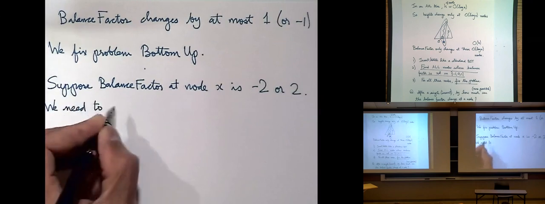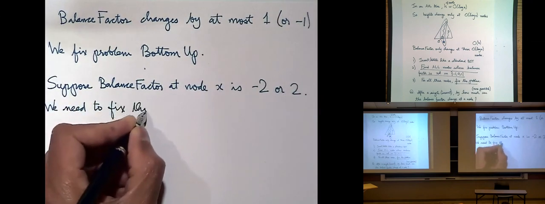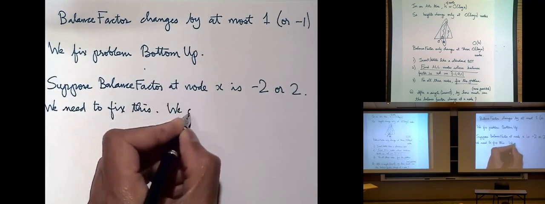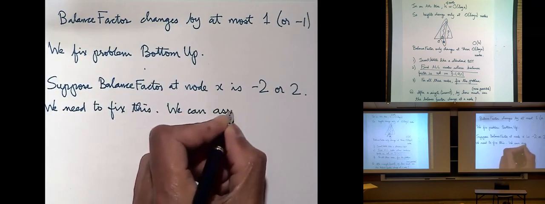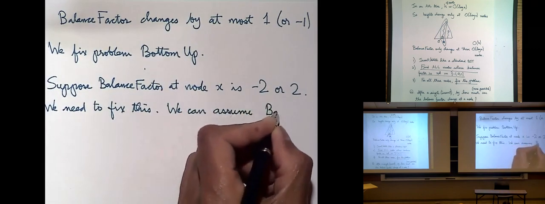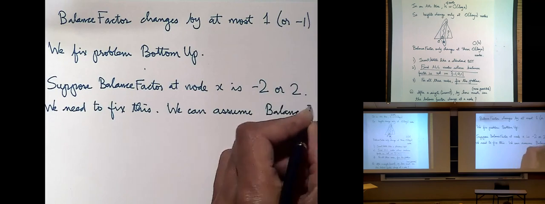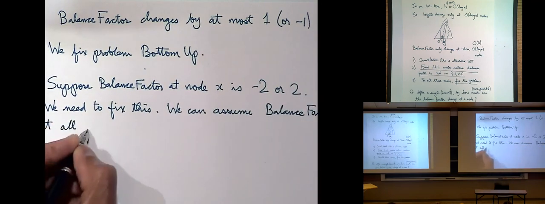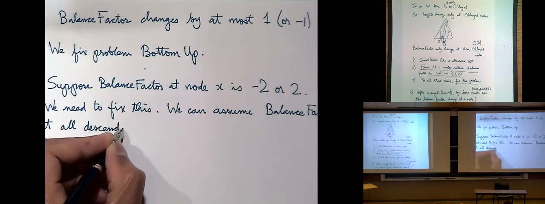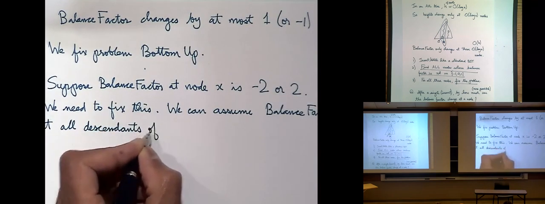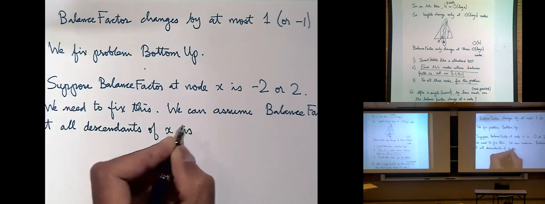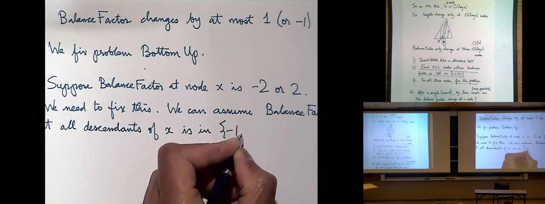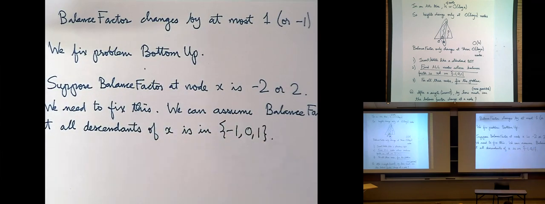We need to fix it. We can assume the balance factor at all descendants of x is in -1, 0, or 1.